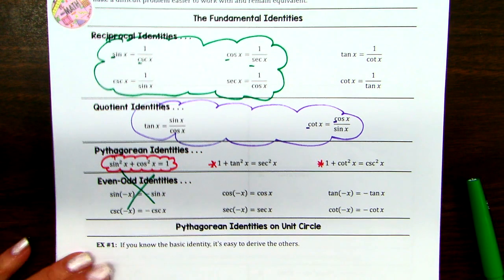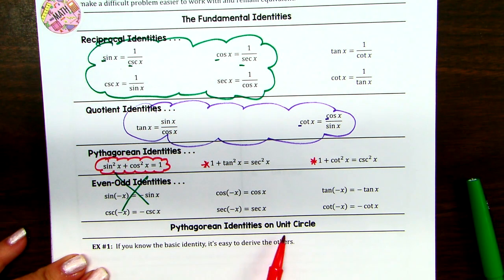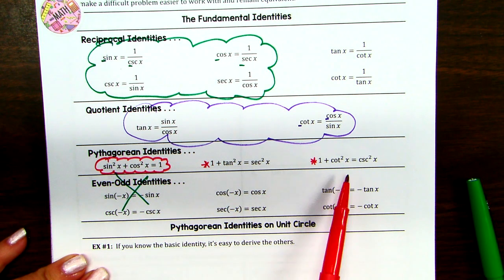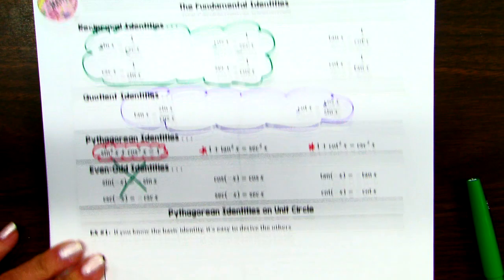Okay, so just picking up here. So the Pythagorean identity, there's 3 of them, like I said. This one we're going to use like every day, okay? And I'm going to show it to you more in depth down here, okay?